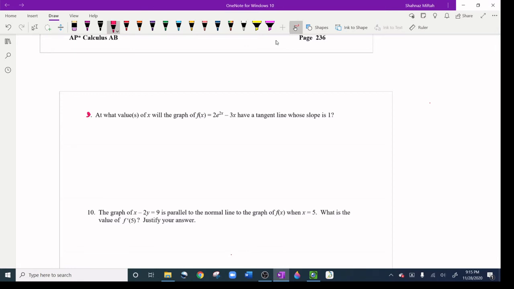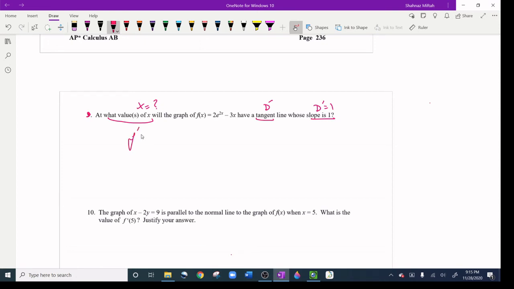Question number 9. At what values of x will the graph of f(x) equal 2e to the power 2x minus 3x have a tangent line whose slope is 1? Tangent means derivative, slope is 1, which means derivative equal 1. So at what values of x? So x I'm looking for. And since this is a tangent, I have to take a derivative of this and make it equal 1.